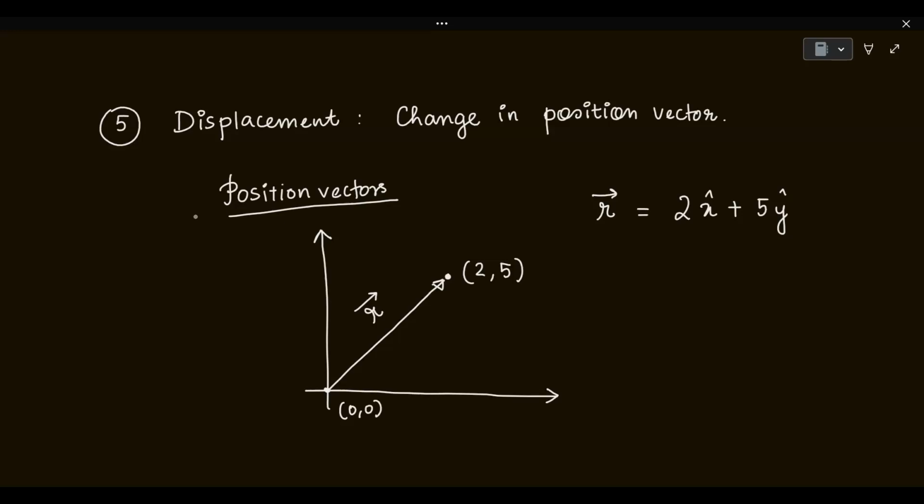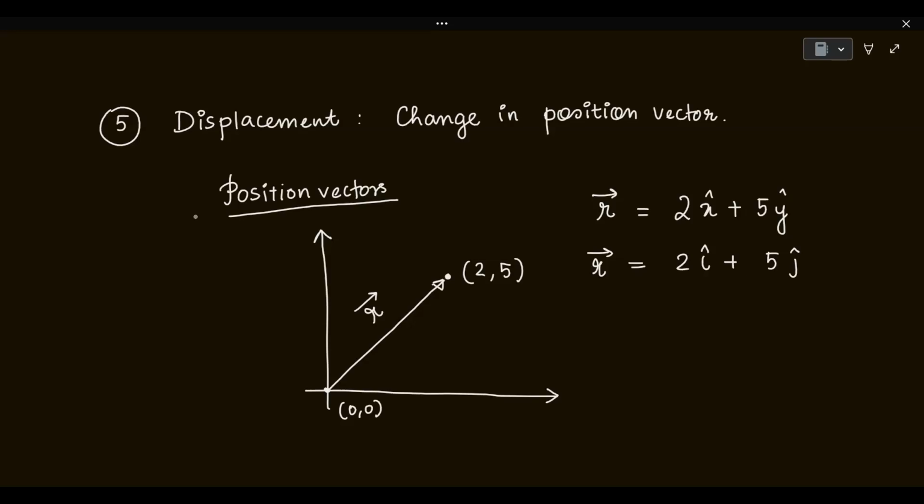There is an alternate way of representing x direction and y direction. Can someone tell me? Quickly tell me. i cap and j cap. i cap and j cap. If you ever see in your textbooks, the r vector is represented as 2i cap plus 5j cap. Don't be afraid. i cap just means in the direction of x, j cap just means in the direction of y. This is the definition of position vector.